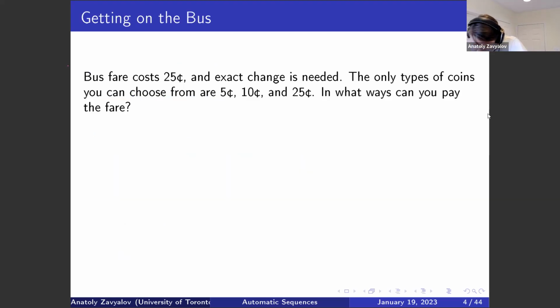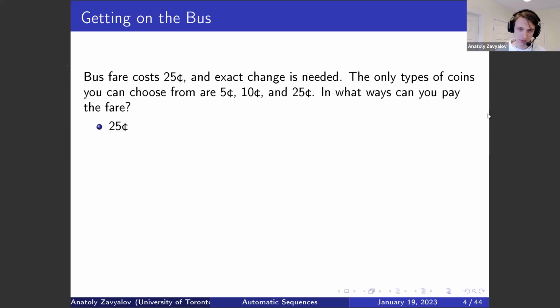So to start, to motivate the idea of an automaton, suppose that you're getting on a bus, and suppose that bus fare costs 25 cents. In reality, it's like 15 times more than that, but just suppose it's 25 cents, and exact change is needed. And the only types of coins that we have here in Canada, aside from loonies and toonies, we don't have pennies anymore, so there's only 5 cents, 10 cents, and 25 cents that we can use. And in what ways can you pay the fare?